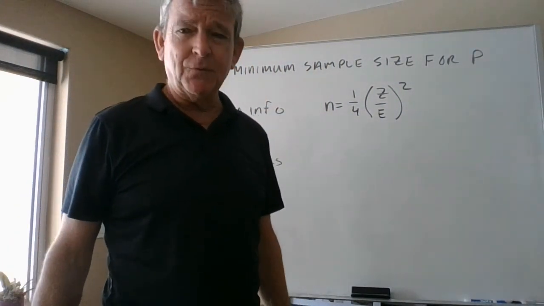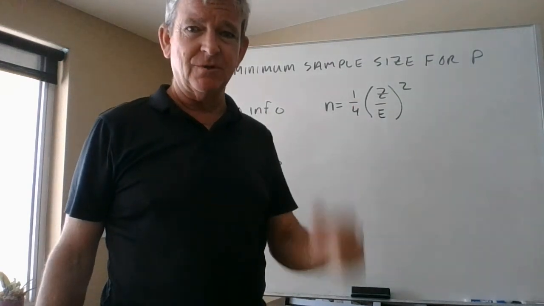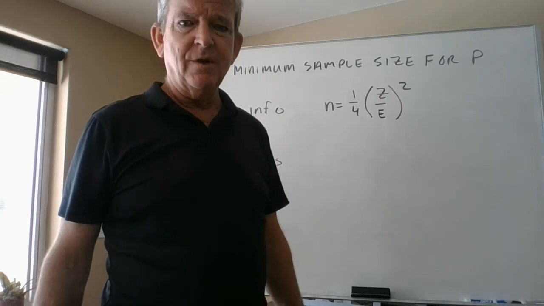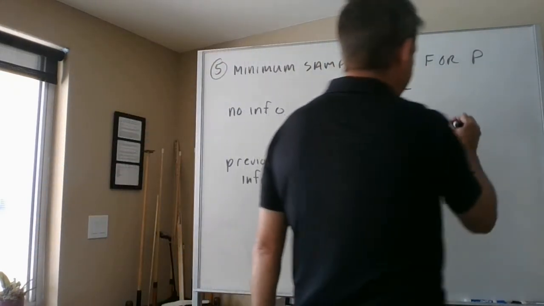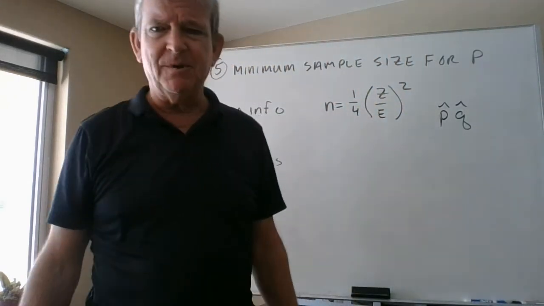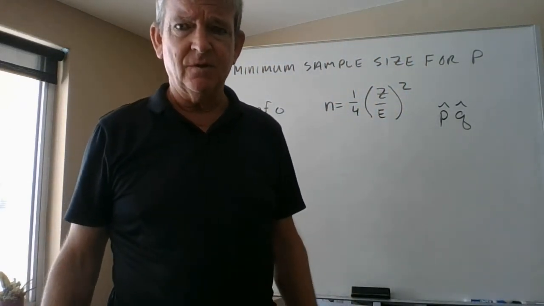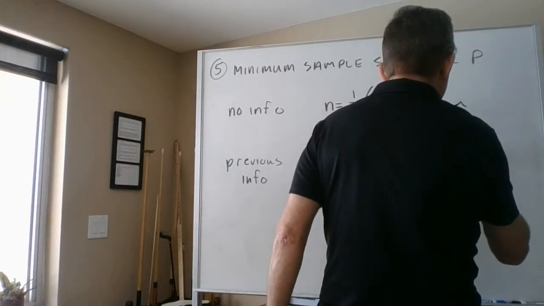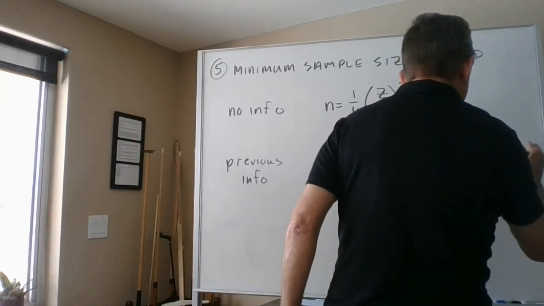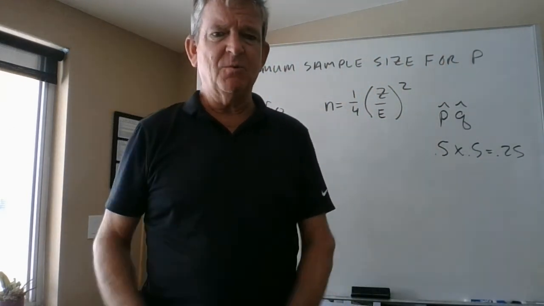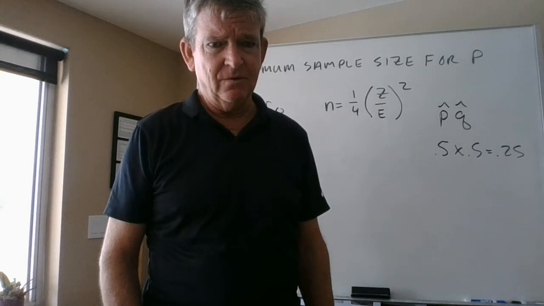That's the smallest formula in the world. You just got to plug in 2 numbers: your confidence level and your E. Where did that 1/4 come from? When we multiply those 2 numbers together, the sample proportion and its complement, 0.25 times 0.25 is the largest value that you can get from that.